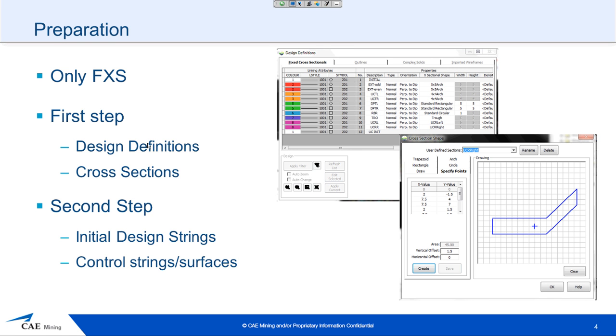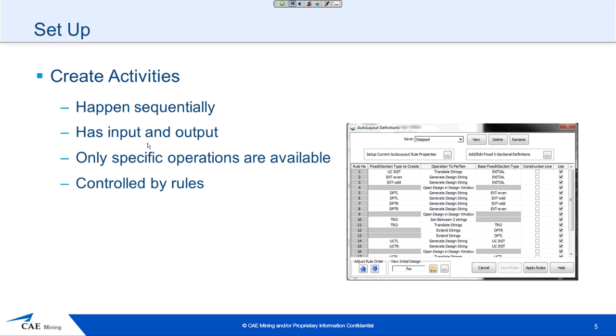The second step is to set up our initial design strings. So this will be the first strings drawn into your FXS file on which the rest of the auto layout tools will use. We're also able to set up control strings or surfaces which the auto layout tools can interact with, but are outside the FXS design. So once we've got those two things ready, we can start creating our auto layout activities.